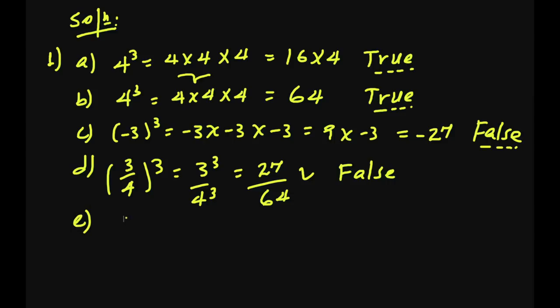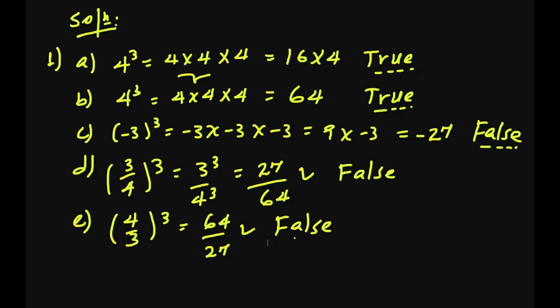E: (4 over 3) the whole cube. This is 64 over 27. The correct answer is this, it cannot be 64 over 125. The answer will be false.